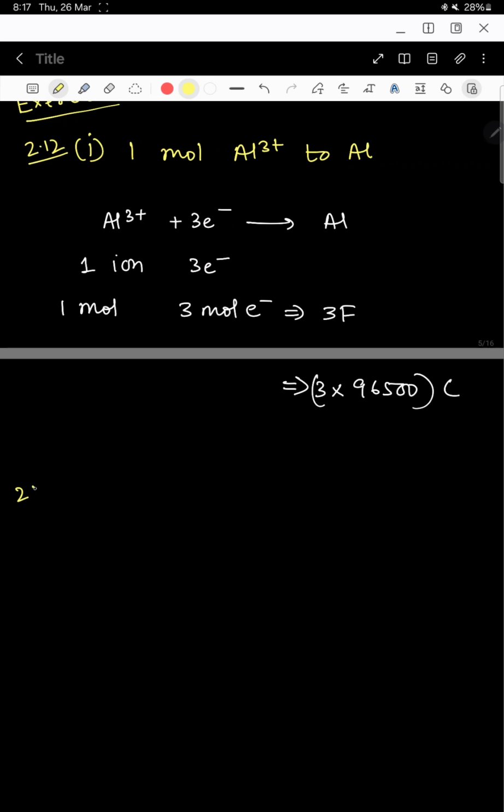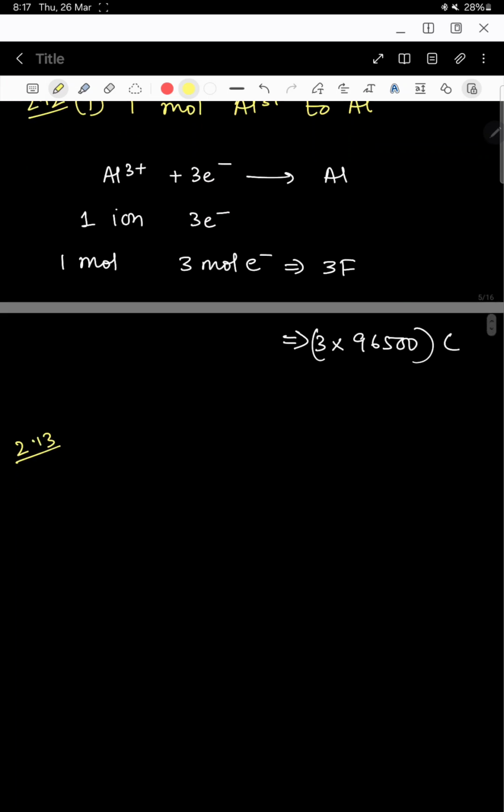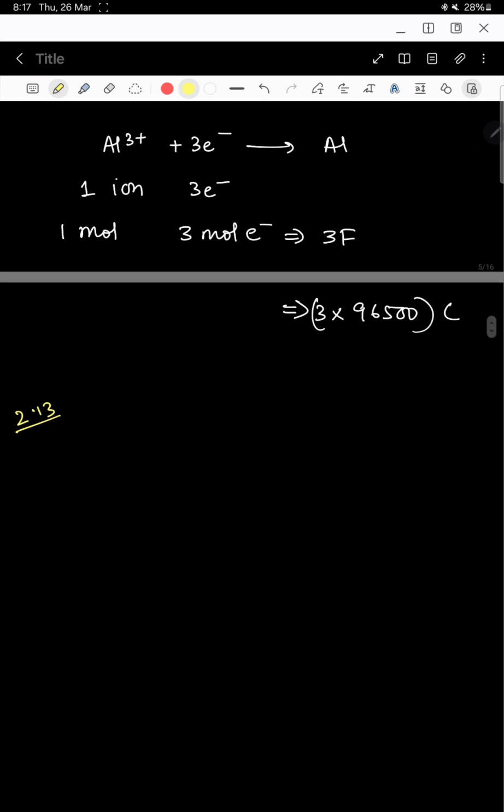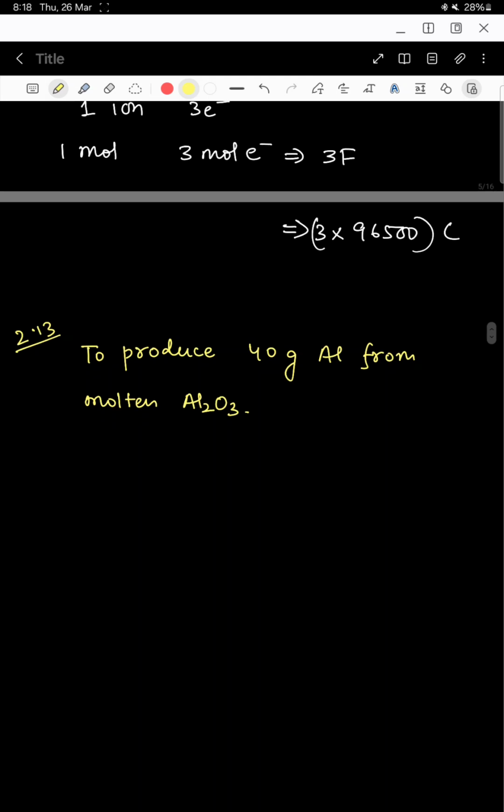2.13. How much electricity in terms of Faraday is required to produce 40 gram of aluminium from molten Al2O3? Okay, so to produce 40 gram of aluminium from molten alumina Al2O3, how much electricity is required in Faradays?